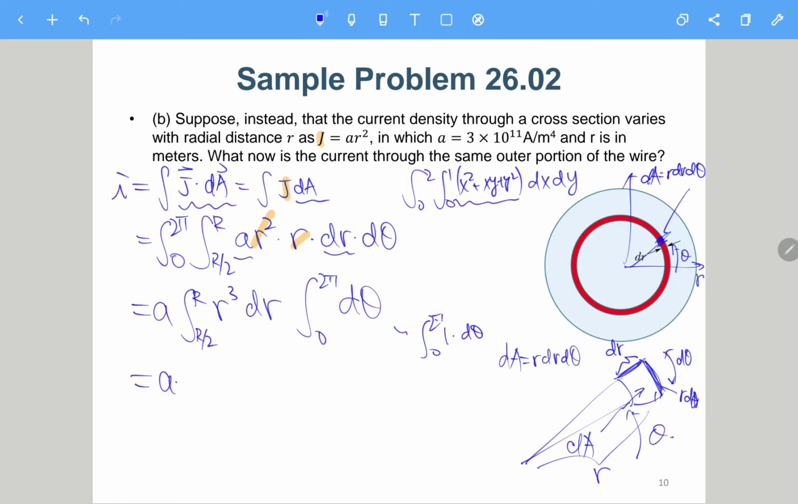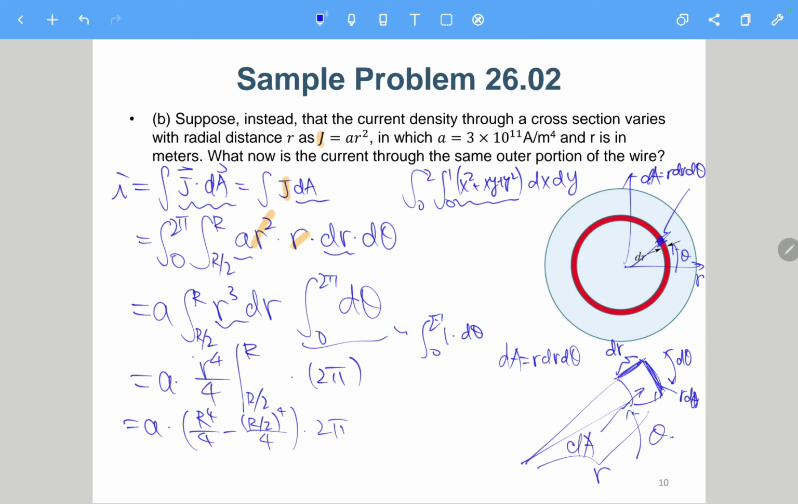Here we have a times integrating r cubed will be r to the 4th power over 4, evaluated from r over 2 to r. And then this is nothing but theta, evaluated from 0 to 2 pi, which is 2 pi. So this is a times r to the fourth power over 4 minus r over 2 quantity to the fourth power over 4, and then times 2 pi.